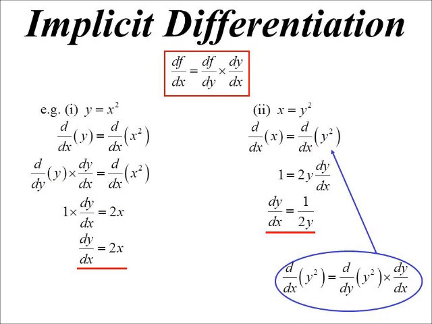If I'd wanted to do it explicitly, I could. I'd have to rearrange the equation and make y the subject. But then I'd have to make a choice about whether I'm going to take the positive square root, the top half, or the negative square root, the bottom half. So I'd have to make a choice.